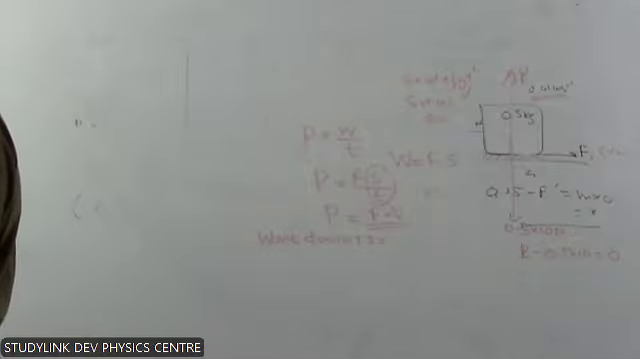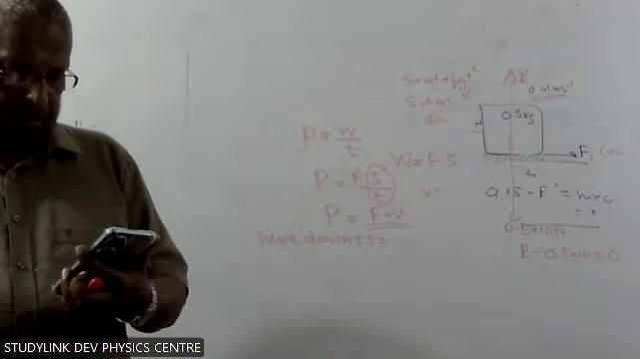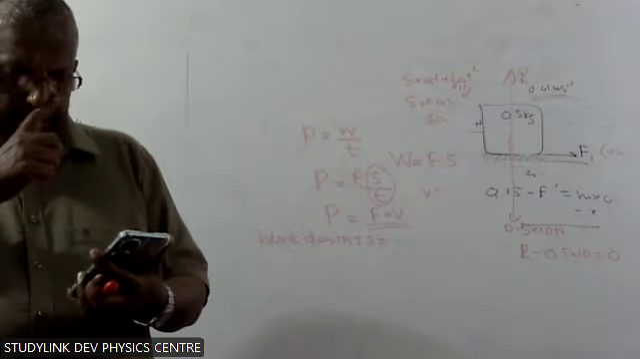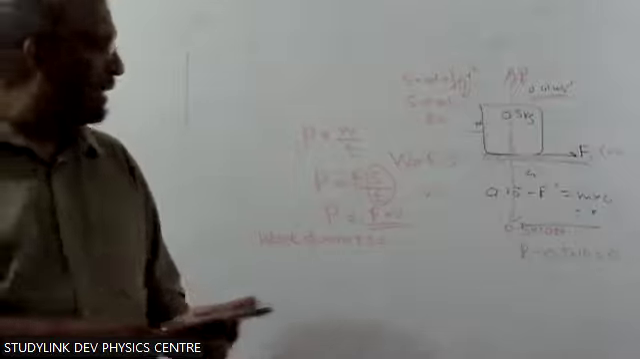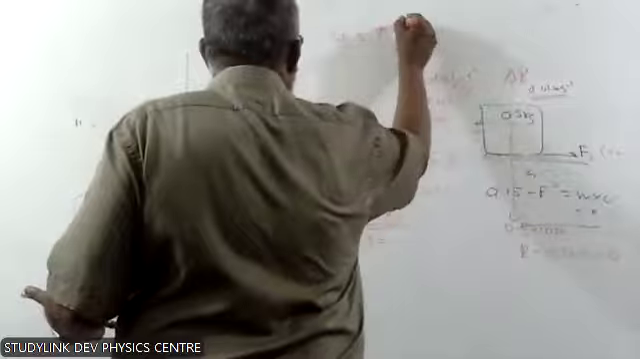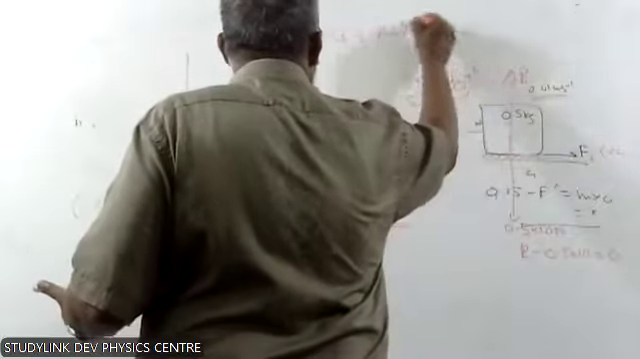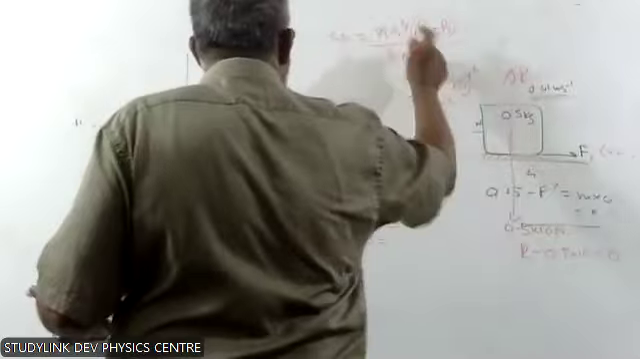In 2004, write down Poiseuille's equation for the flow of viscous liquid through a tube. Identify the symbols. So you write the equation: Q is equal to pi a to the power 4 delta P, or P1 minus P2, divided by 8 eta L. So describe all the symbols.